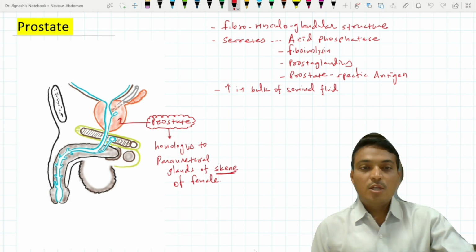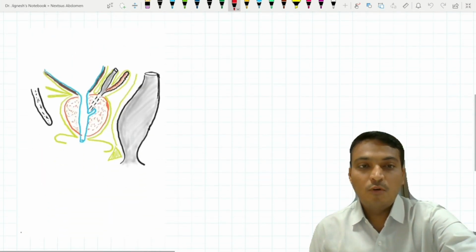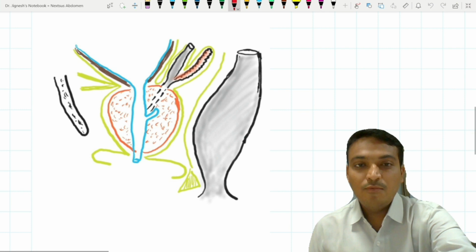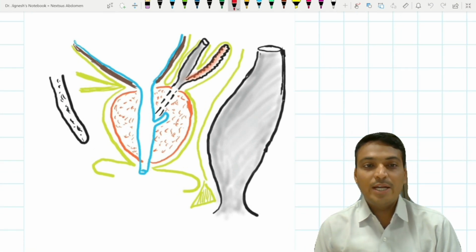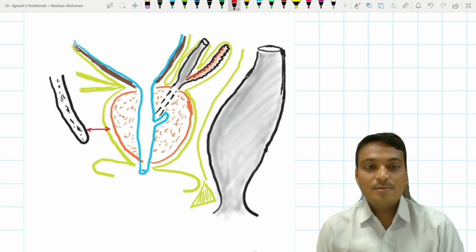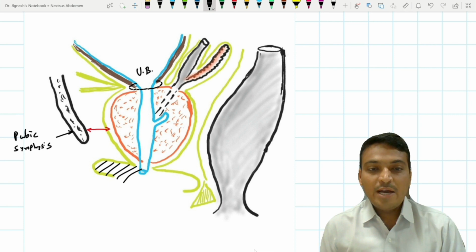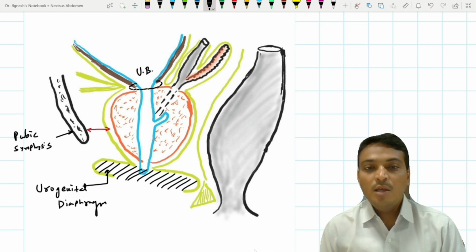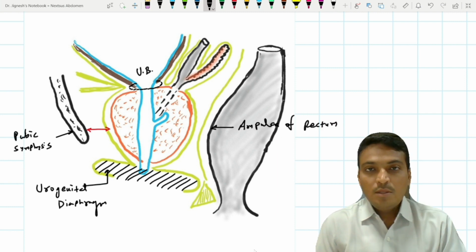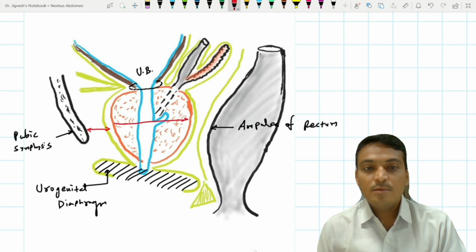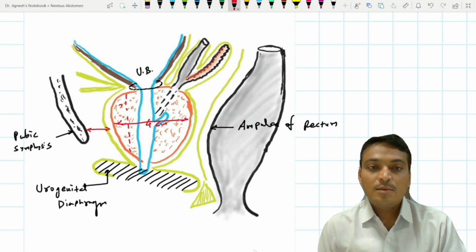Now let's see the location of the prostate. For that, let's have this larger image. The prostate gland is situated behind the lower part of the pubic symphysis. It's situated below the neck of the urinary bladder, above the urogenital diaphragm, and in front of the ampulla of the rectum.